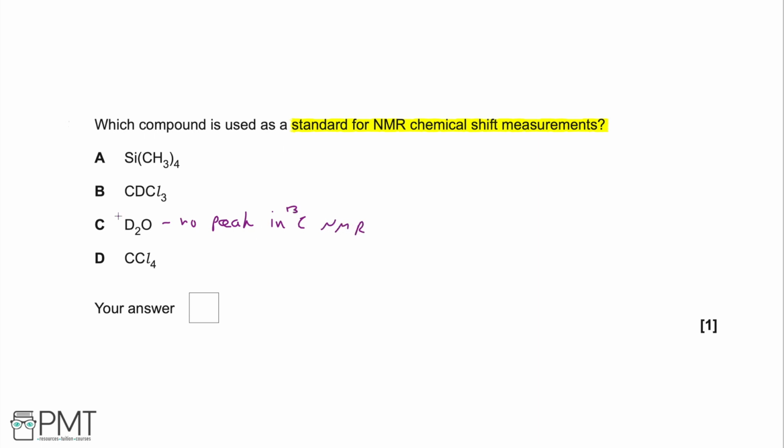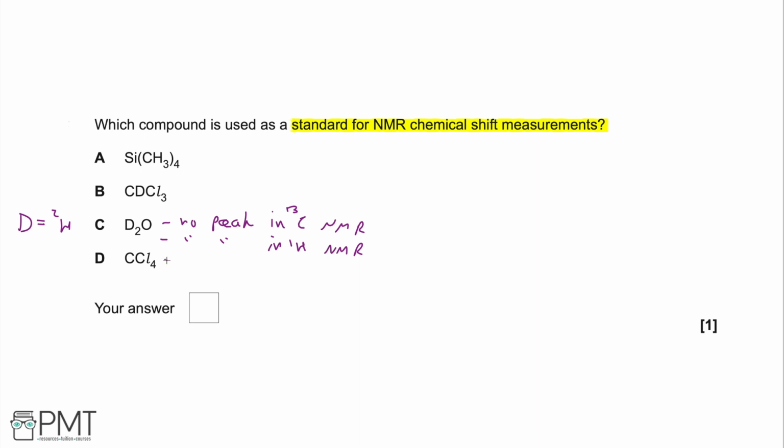In the same vein, this is deuterated water, so D2O rather than H2O. Also, no peak in proton NMR, because D is the same as heavy hydrogen. It's just got an extra neutron, which is sometimes called heavy water, deuterated water.